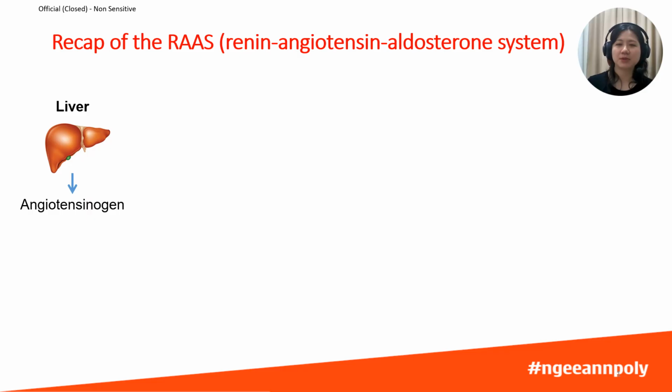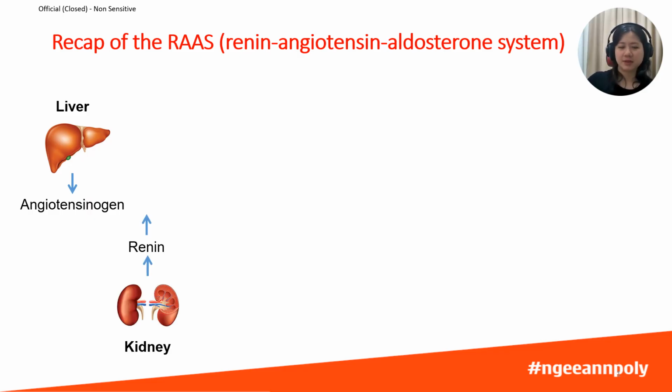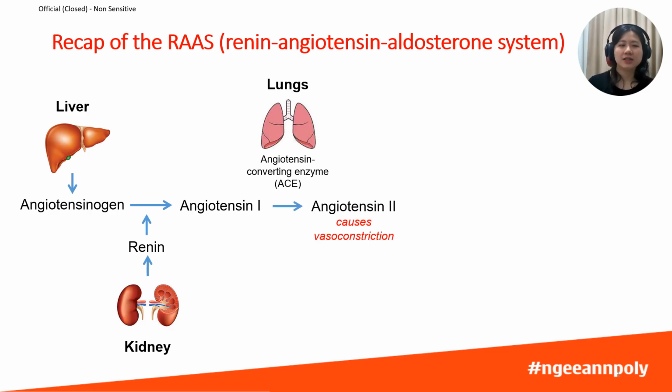Angiotensinogen is a plasma protein produced by the liver. When the kidneys detect low blood pressure, the kidneys secrete an enzyme called renin. Renin converts angiotensinogen to angiotensin 1. At the lungs, angiotensin 1 is converted by the angiotensin converting enzyme into angiotensin 2. Angiotensin 2 causes vasoconstriction, which increases blood pressure. And it also stimulates the adrenal gland to produce aldosterone.